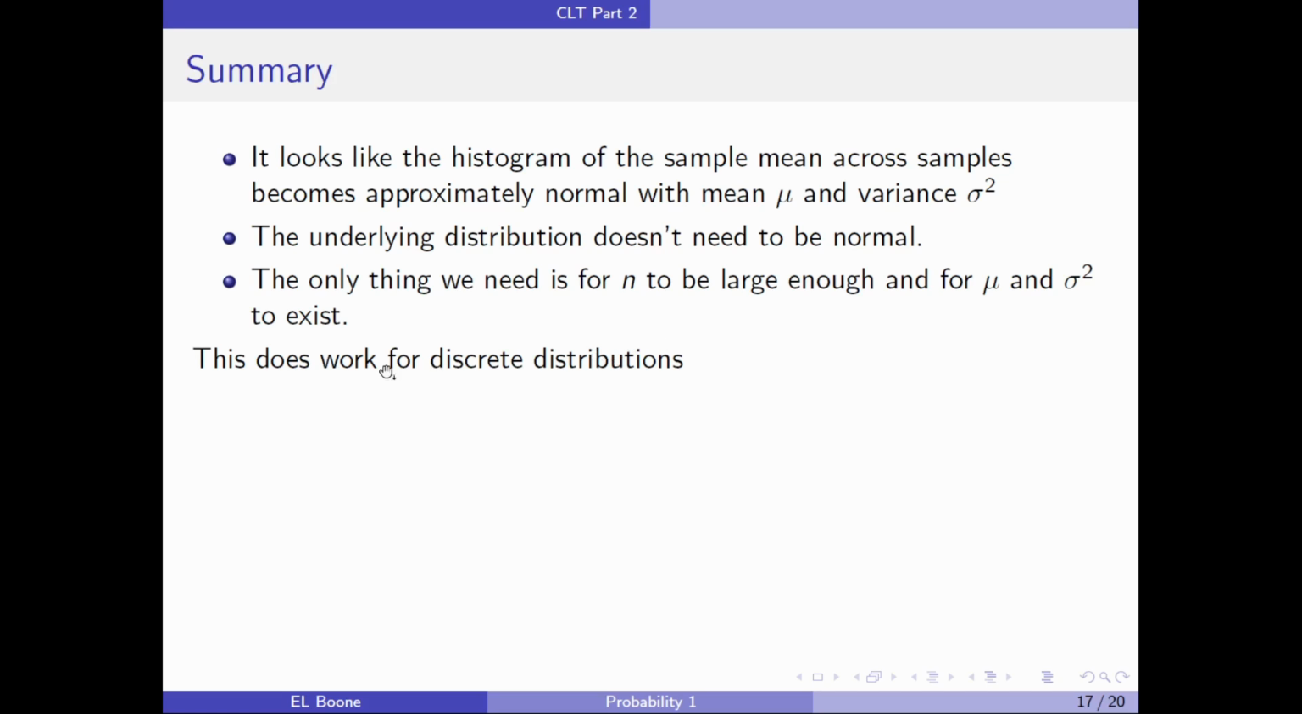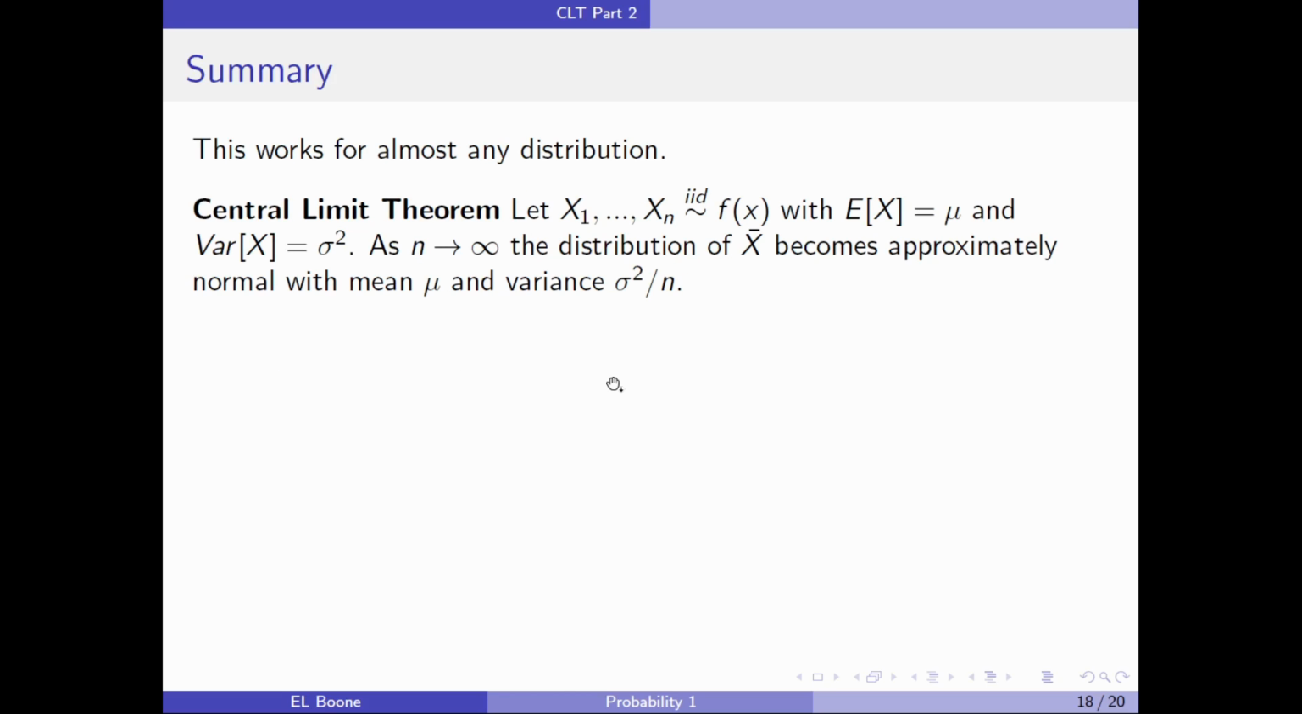So, does it work for discrete distributions? Yes, it does work for discrete distributions. And this works for almost any distribution, so long as it has a mean and a variance. If it doesn't have a mean or a variance, this isn't going to work. So the central limit theorem says if we have some random variables x1 through xn that are IID and follow some probability distribution that has a mean and a variance, then as n goes to infinity, so as the sample size increases, the distribution of x bar becomes approximately normal with mean mu and variance sigma squared divided by n.